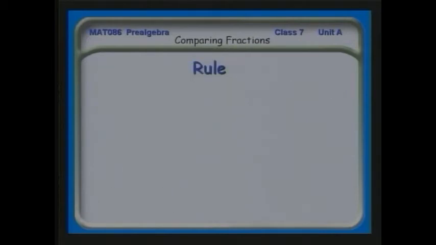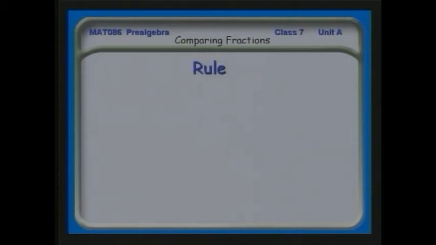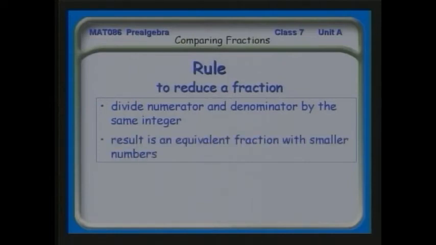Let's look at the rule for upscaling a fraction. Here we go. All you have to do to upscale a fraction is multiply the numerator and denominator by the same number, and the result is an equivalent fraction with larger numbers. On the other hand, perhaps I want to reduce a fraction. To do that, I just divide the numerator and denominator by the same integer, and the result is an equivalent fraction with smaller numbers. And you can go up or down as you like.